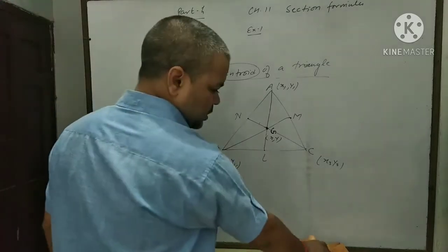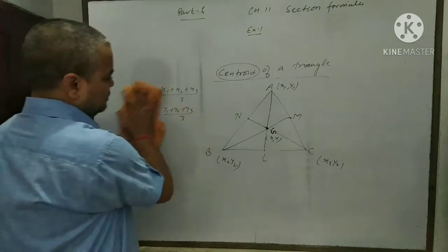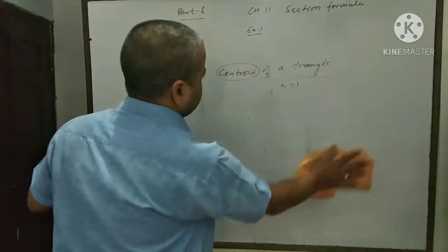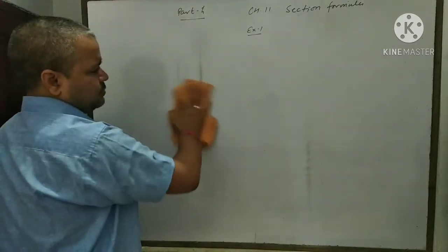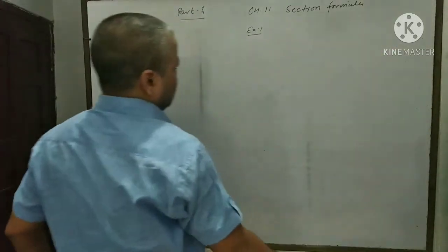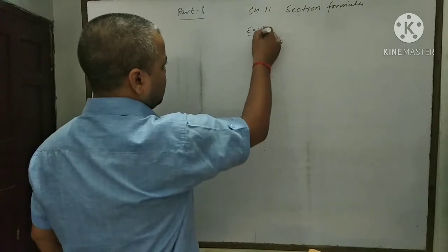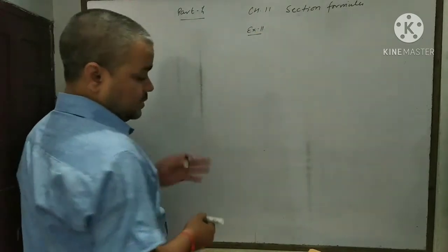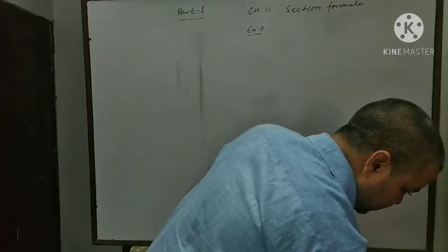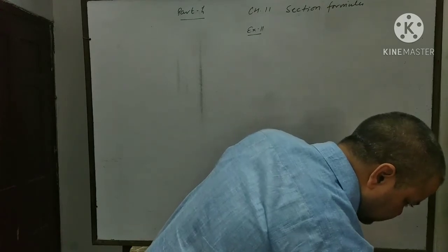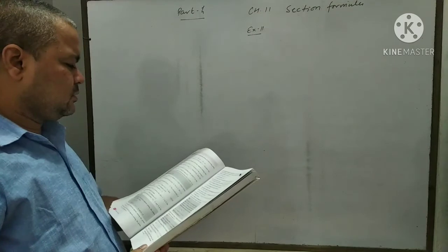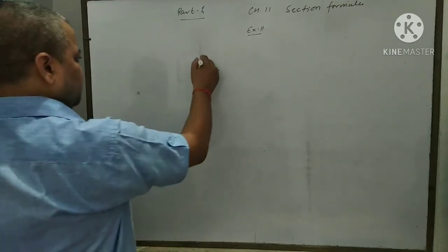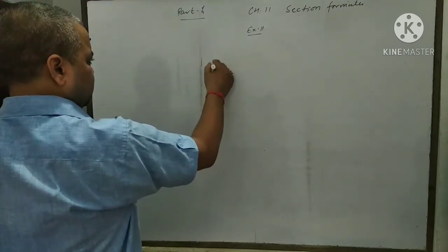Now this is the total theoretical portion related to Exercise 11. Let us solve some questions. Exercise 11. Now we can find the answer of the first type of question. Here I am going to solve the first question, first part.